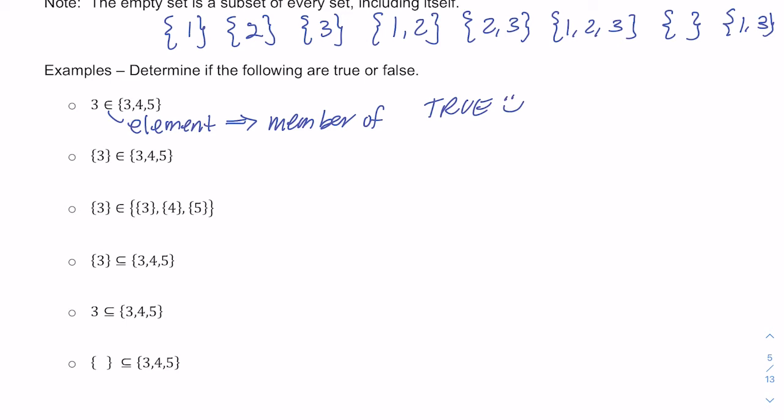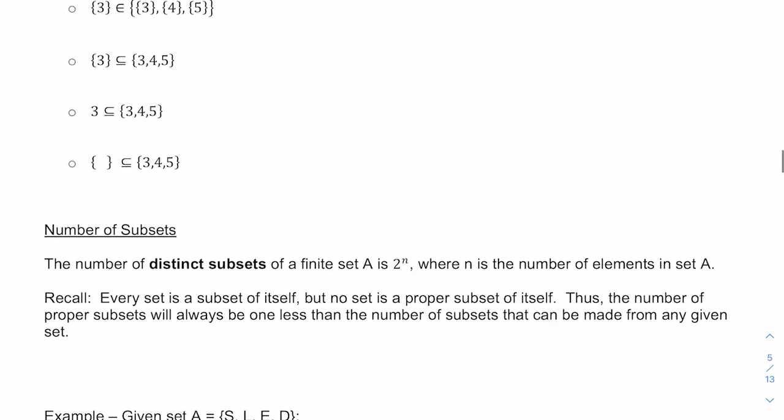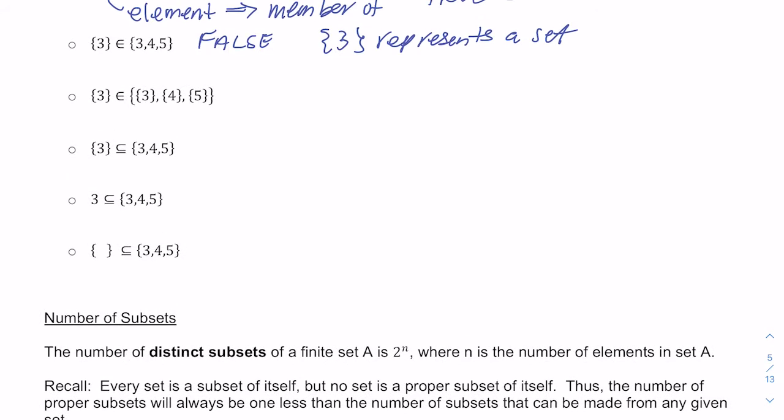In the next example, is the set {3} an element of the set {3, 4, 5}? This would be false because this represents a set, not an element in this case. In the next example, is the set {3} an element of the set {{3}, {4}, {5}}? I can actually find this element within this set, so that is true. It is a member of the set.